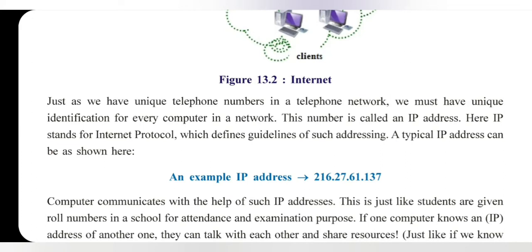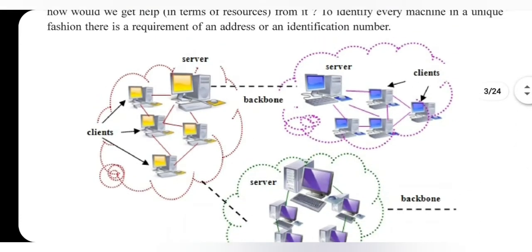So how can we do that? Just as we have unique telephone numbers in a telephone network. Have you ever seen two mobile numbers that are the same? No. So here every address, the name that you are giving to the computer, must be unique. This is known as an IP address.